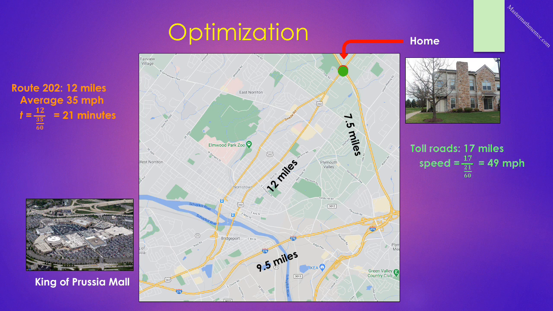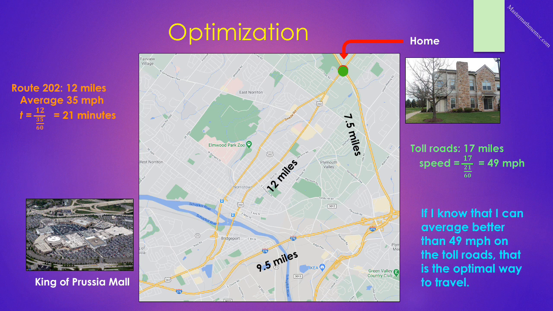For the amount of time to be the same taking the toll roads, our speed would have to be 17 divided by 21 over 60, which is about 49 miles per hour. If we travel 49 miles per hour on the toll roads, we could expect that it would take about 21 minutes. So if I know that I can average better than 49 miles per hour on the toll roads, then in terms of time, that's the optimal way to travel.